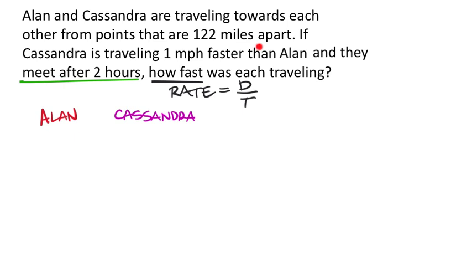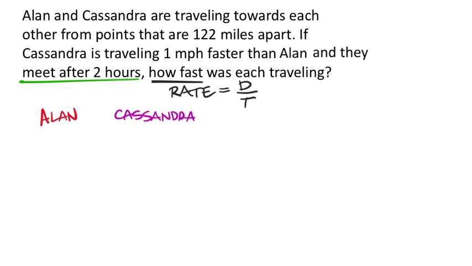Plus, if I set it up with this rate equals distance divided by time business, not only do I not know how long, I don't even know the speeds necessarily. I can say that they're related to each other. We do know Alan's rate is 1 mile per hour less. There are two ways to do this. You can define a variable for Cassandra, or you can define it for Alan. I guess we'll do Cassandra.